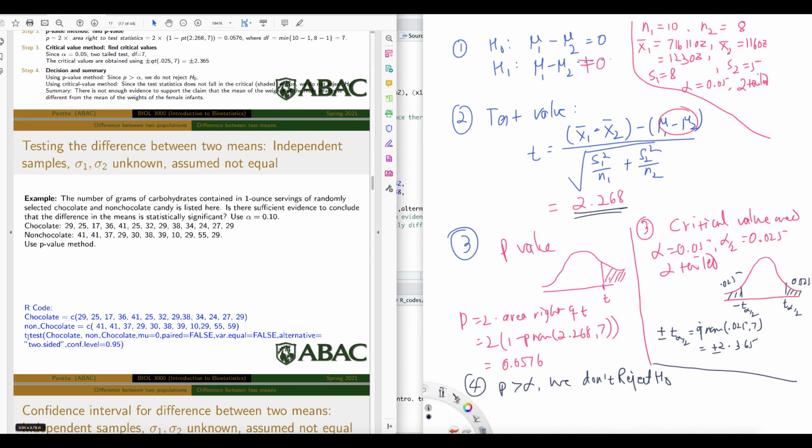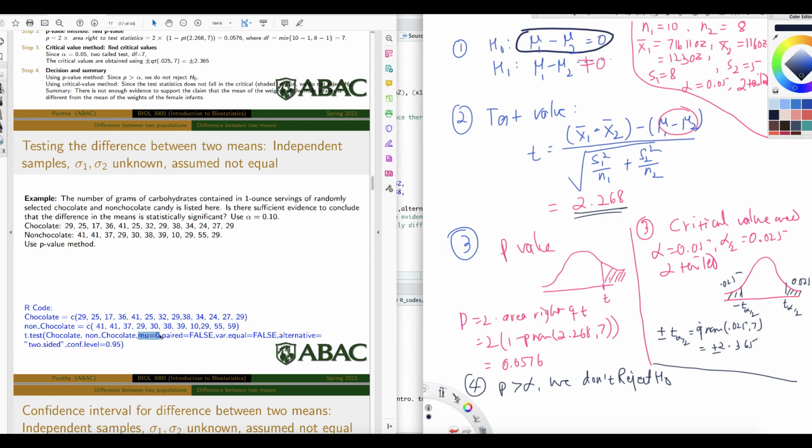You just do t.test, chocolate comma non-chocolate. The order does not matter. You can write non-chocolate first or chocolate second. It does not matter. Mu equals 0. This is a very important thing. What does mu equals 0 mean? Mu equals 0 means that mu1 minus mu2, this part, that mu1 minus mu2 here is mu.